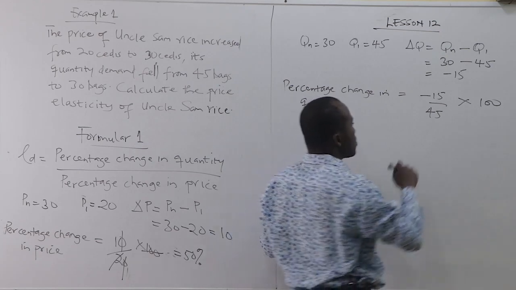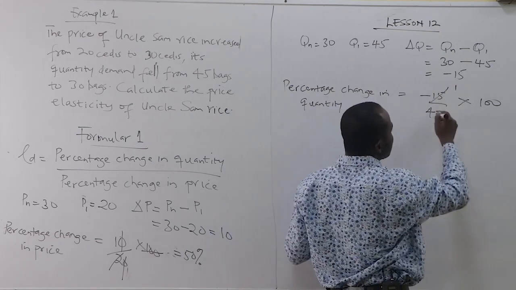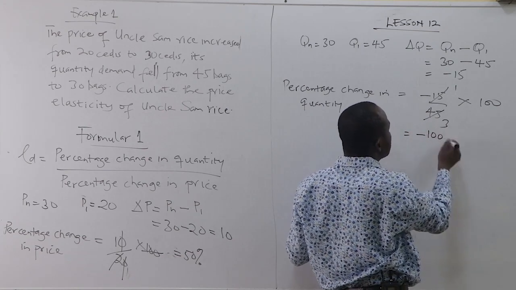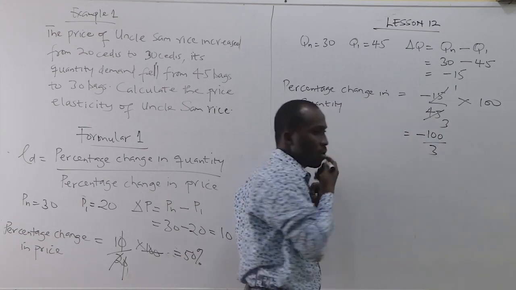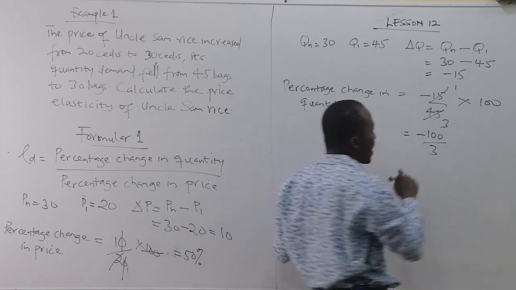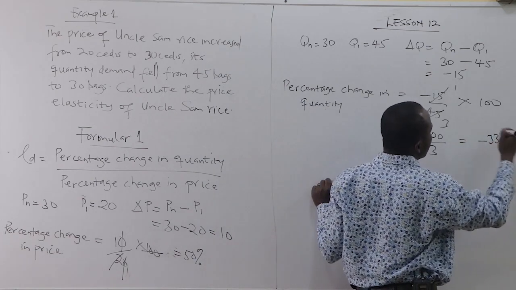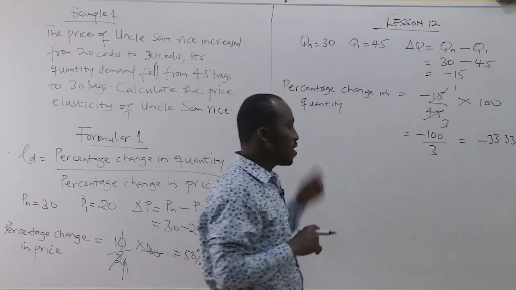Right? So 15 goes into 15 once. 15 goes into 45 three times. We're going to have negative 100 times 1 over 3. What are we going to get? We're going to get something like negative 33.333.